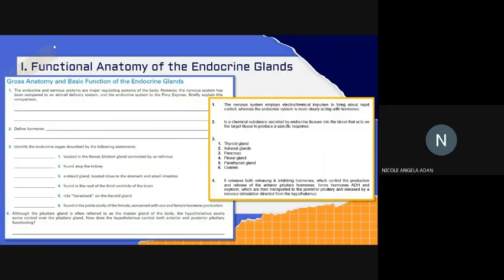Good morning, everyone. I am Ryan Edward, and I will be reporting the functional anatomy of the endocrine glands. So first is the gross anatomy and basic function of the endocrine glands.